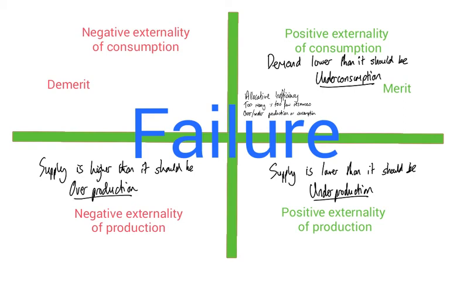And in the top right then, in both of these circumstances, we have a situation where demand is higher than it should be. And therefore we have overconsumption. And that's because in the case of a negative externality, people aren't taking account of the costs that their consumption imposes on those around them. And in the case of demerit goods, they're not taking account of the full costs to them themselves of consumption. So that's kind of a quick summary then of the main forms of market failure and how we can demonstrate them using a slightly more advanced supply and demand diagram.